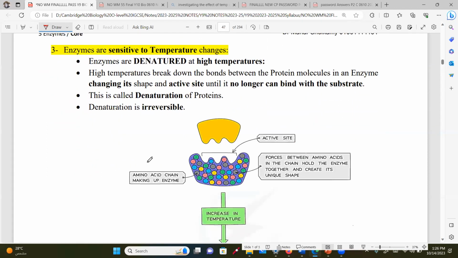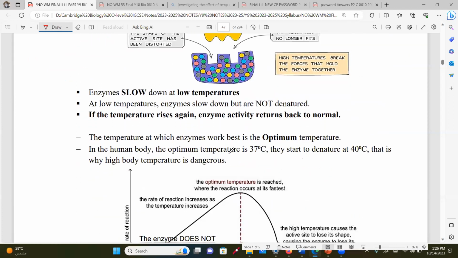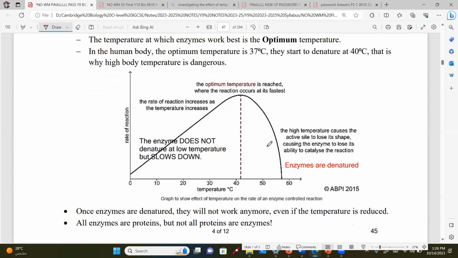enzymes and temperature. This is very, very important. And I'm going to jump directly to the graph because this graph is so important. You can't imagine how important it is. And what's nice about it is that you will not memorize, you will understand. Now, I want you to look closely at this graph.